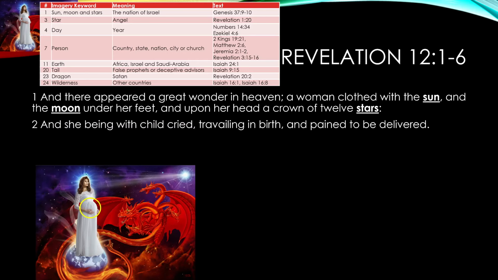And she being with child cried, travailing in birth, and pain to be delivered. Verse 2 means that the nation of Israel symbolized by the woman, is ready to bring forth the new Messiah, who is Jesus.